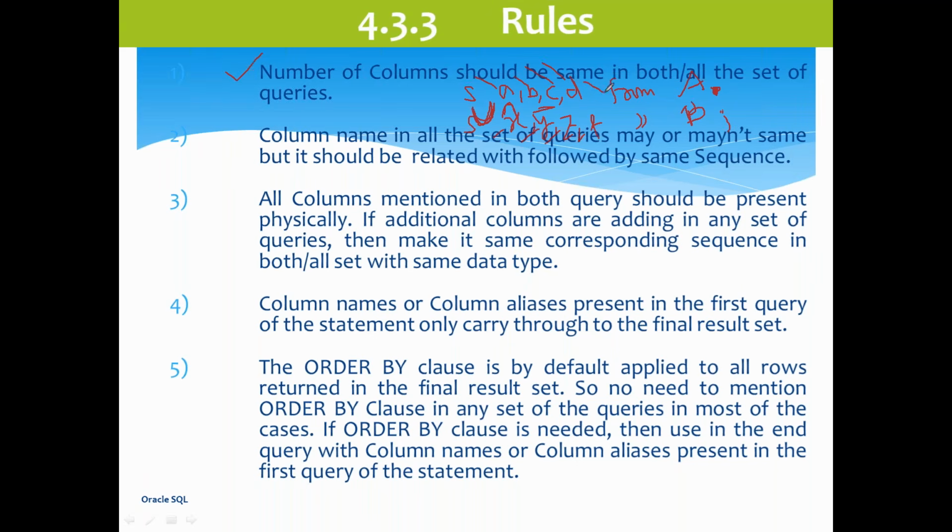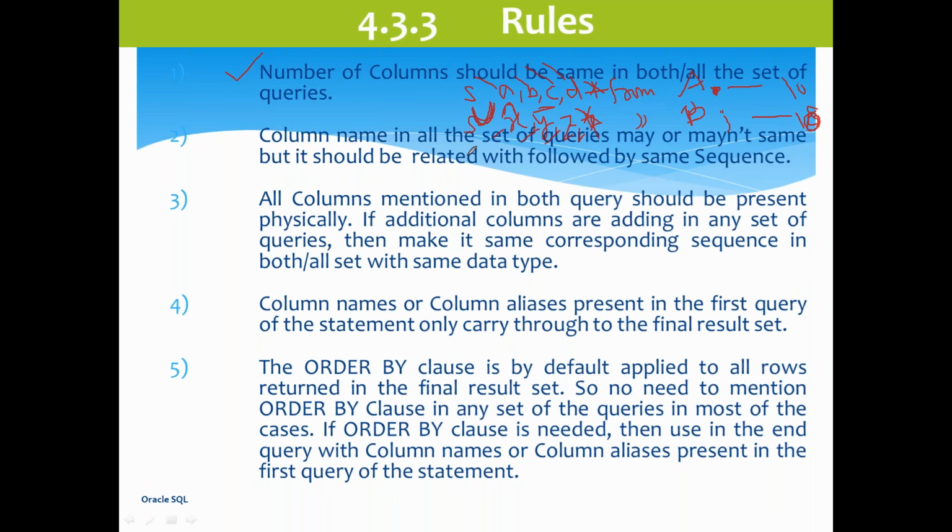If you are giving star here, and here also star, then what will happen? Suppose in table A 10 columns are there, in table B 8 columns are there, then it will not work. Suppose in both tables 10 and 10 columns are there, then it will work. Fine. So you can give star or you can give column names, whatever it may be, but it should have the same column count. That is the first rule.